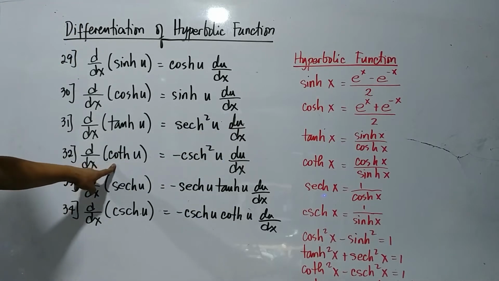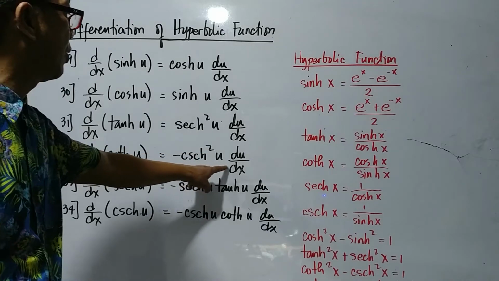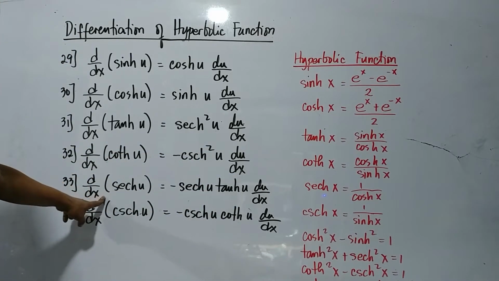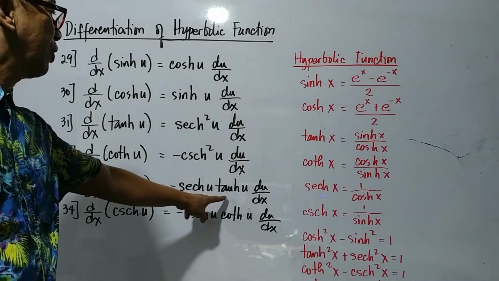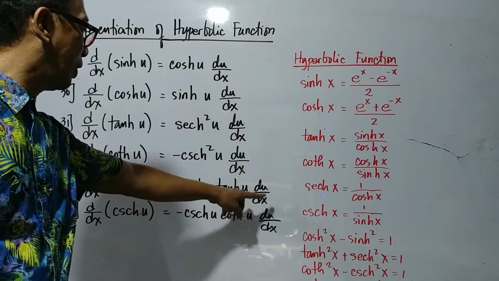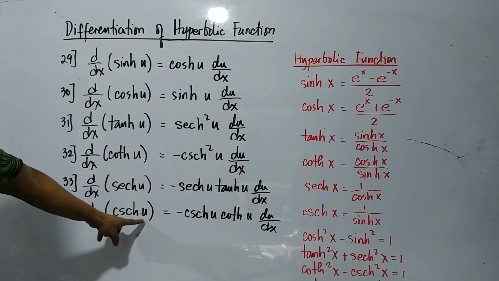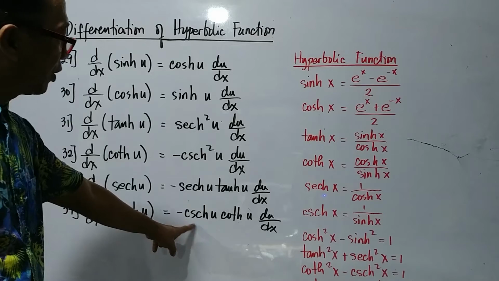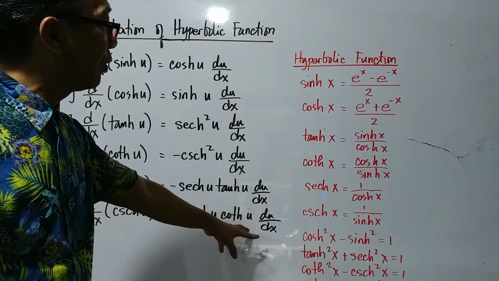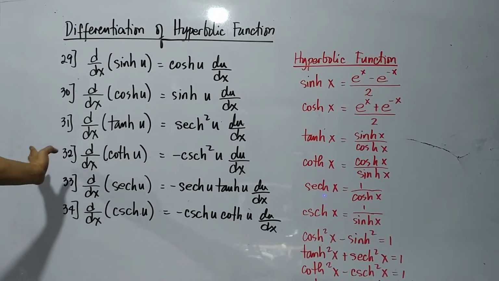And the differential of hyperbolic cotangent u is equal to the negative of the square of the hyperbolic cosecant u du/dx. And the differential of hyperbolic secant u is equal to the negative hyperbolic secant u hyperbolic tangent u du/dx. And the differential of hyperbolic cosecant u is equal to the negative hyperbolic cosecant u hyperbolic cotangent u du/dx. So we have these 6 formulas for our hyperbolic functions.